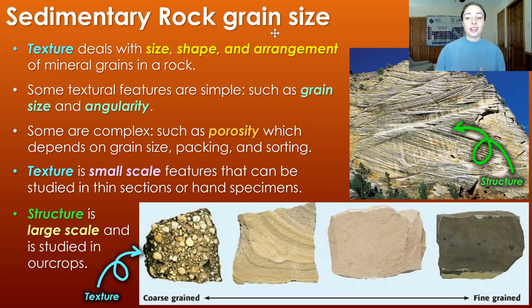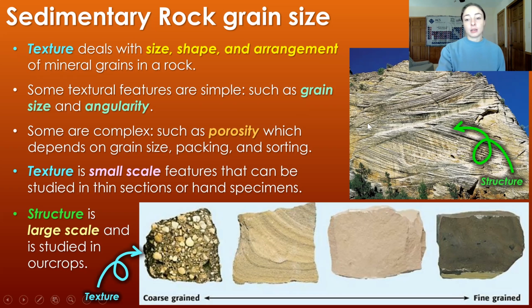So texture has a lot of different things in its definition, and all of these features are small scale, so you can study them in a hand sample or thin section of a sedimentary rock, whereas structure refers to large-scale features of sedimentary rocks that sometimes can be seen in hand sample, but more often you need an outcrop to see because they're that large scale.